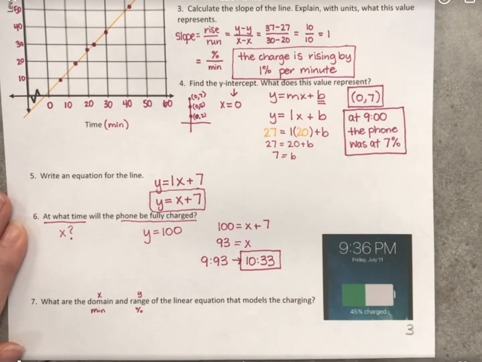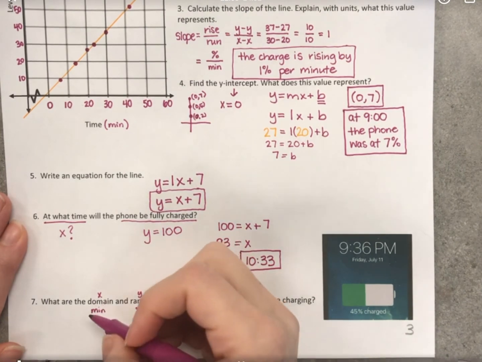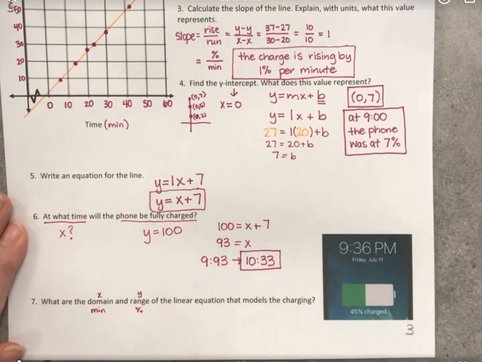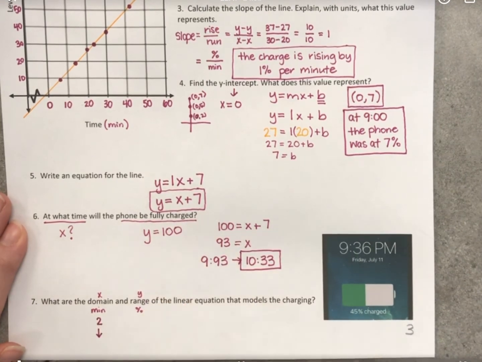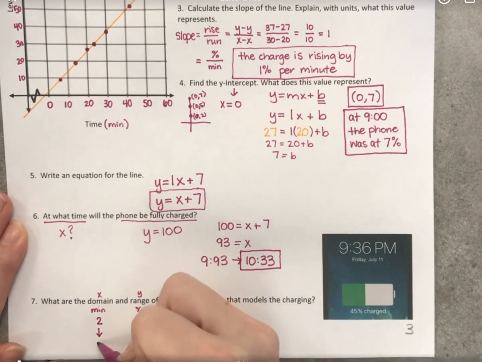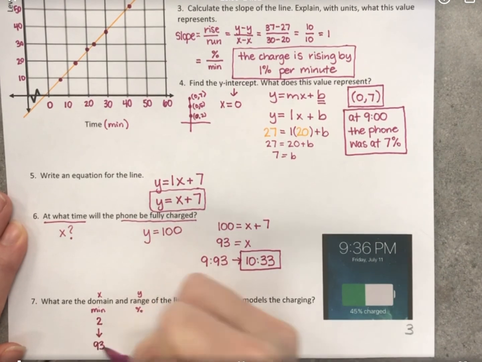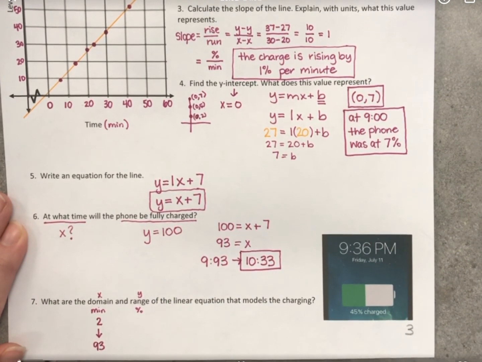The earliest time I saw on the phone was 9:02. So I'm going to say that we probably shouldn't assume that the phone was plugged in before that. So I'm going to say that the domain starts at 2. And how long was it plugged in? Well, we should be able to say that this model will hold until it gets fully charged. So we figured out that once we get to 93 minutes, our phone should be fully charged.